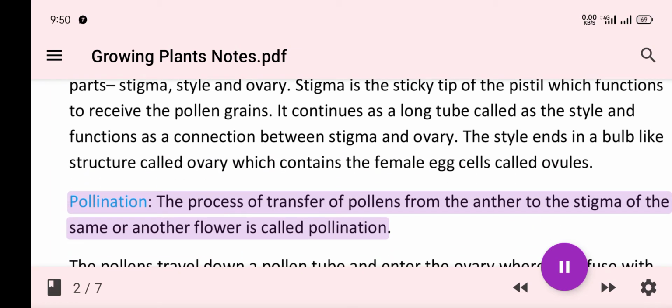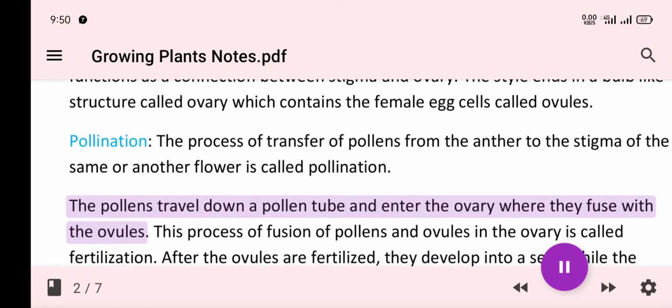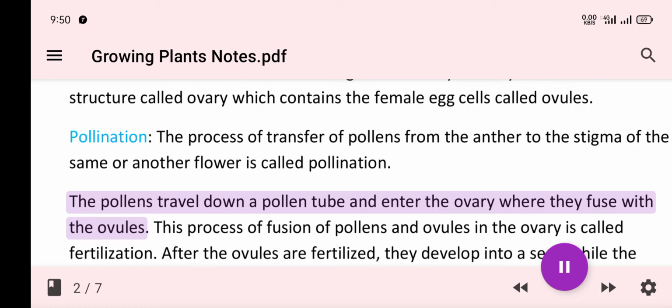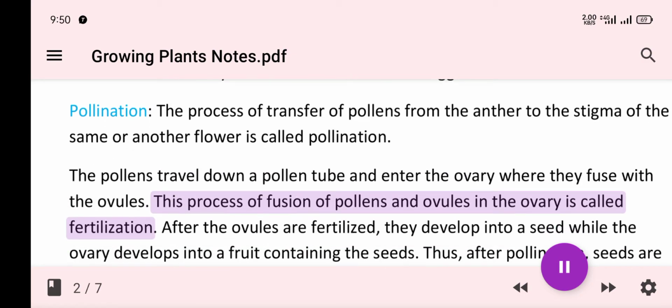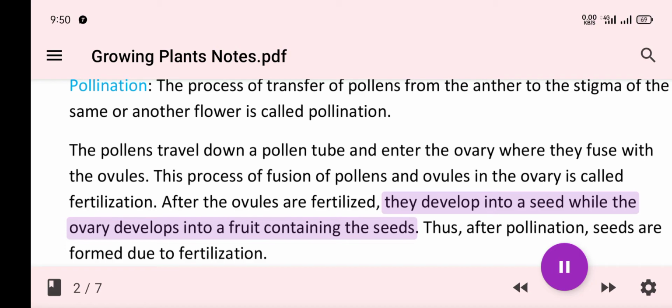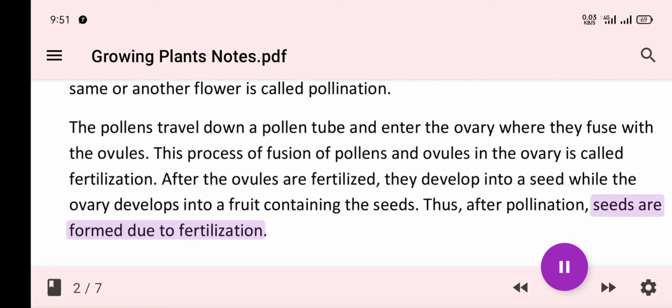Pollination: the process of transfer of pollens from the anther to the stigma of the same or another flower is called pollination. The pollens travel down a pollen tube and enter the ovary where they fuse with the ovules. This process of fusion of pollens and ovules in the ovary is called fertilization. After the ovules are fertilized, they develop into a seed while the ovary develops into a fruit containing the seeds. Thus, after pollination, seeds are formed due to fertilization.